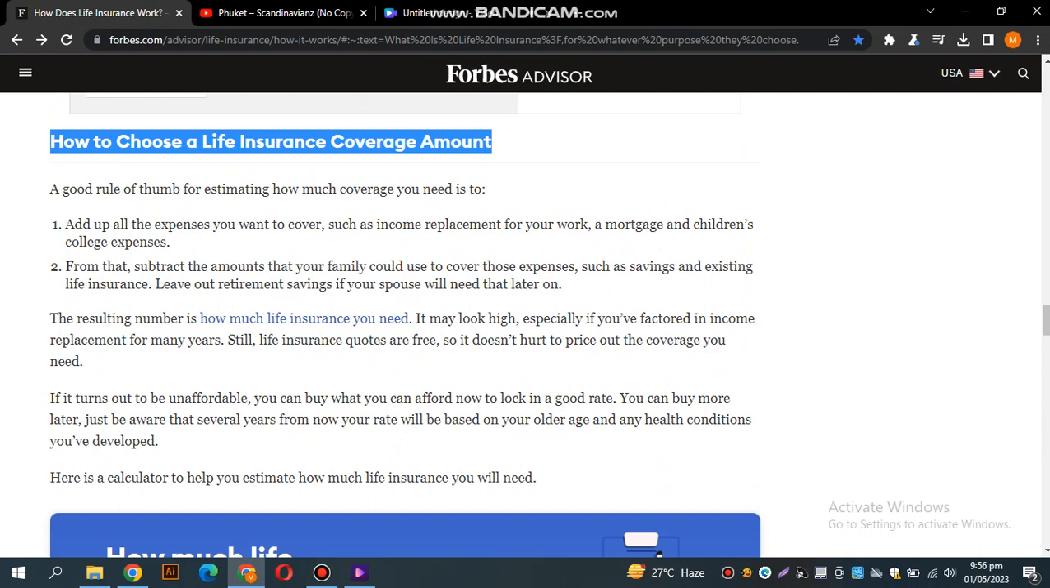It may look high, especially if you've factored in income replacement for many years. Still, life insurance quotes are free, so it doesn't hurt to price out the coverage you need. If it turns out to be unaffordable, you can buy what you can afford now to lock in a good rate. You can buy more later, just be aware that several years from now your rate will be based on your older age and any health conditions you've developed.